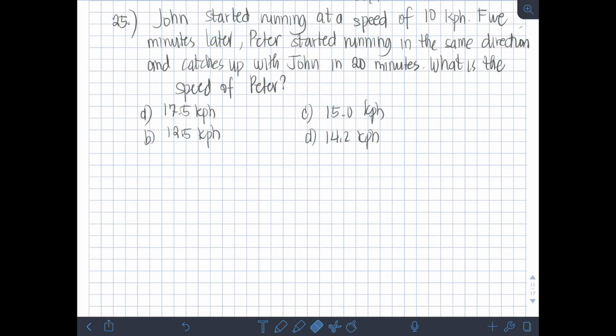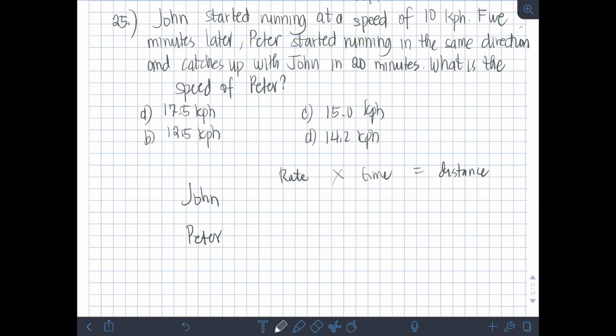Okay? Next we have: John started running at a speed of 10 kph. 5 minutes later, Peter started running in the same direction and catches up with John in 20 minutes. What is the speed of Peter? Okay, so this is a motion problem, so let's make a table. So we have John and Peter. So rate times time equals distance.